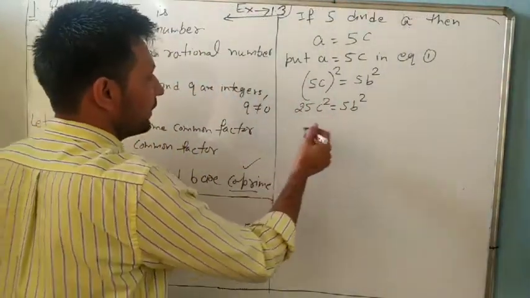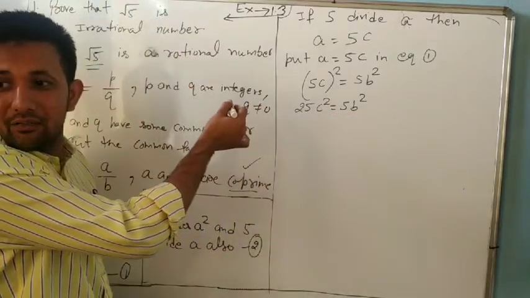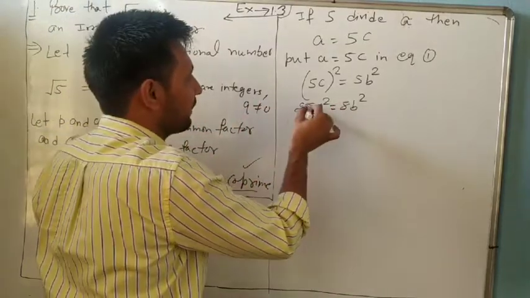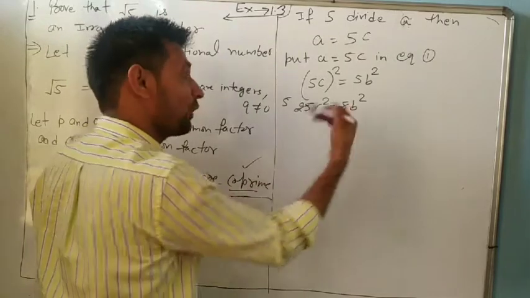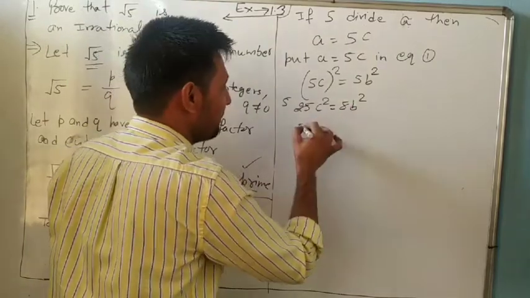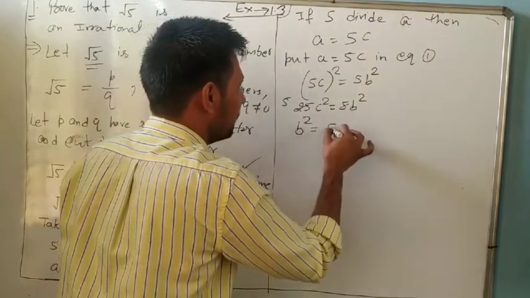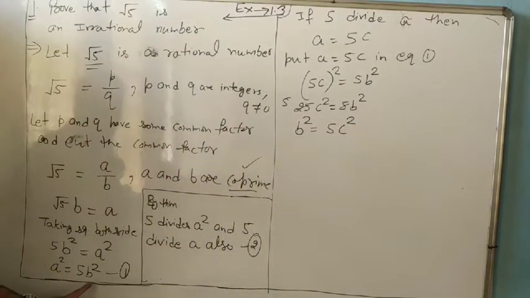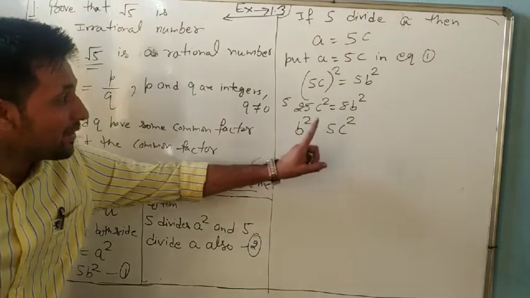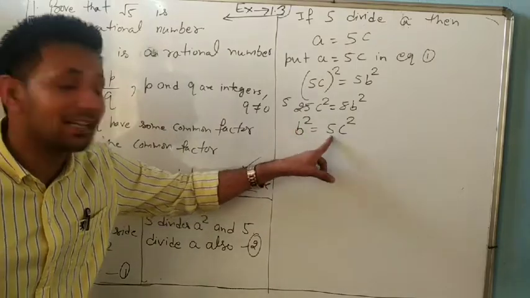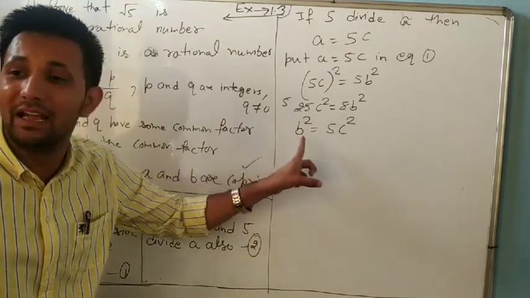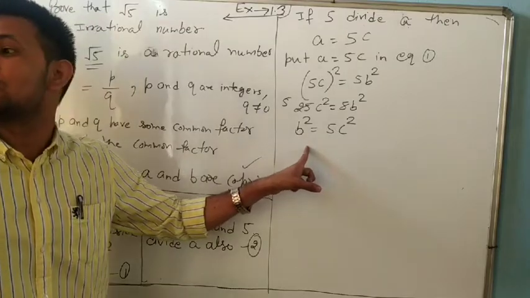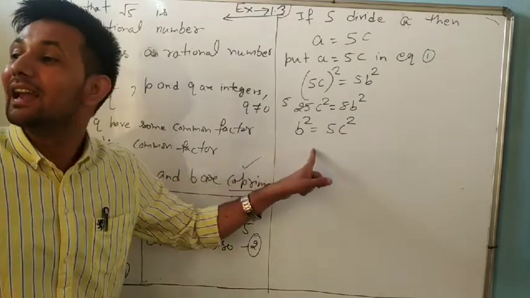So it means 5 on the other side. Divide. So 5 can be cut from 25, 5 or not? Look at again. So it becomes b square equals 5c square. Again, it is 5 into something. It means 5 divides, 5 is again a prime number. 5 divides b square also, and 5 divides b also.